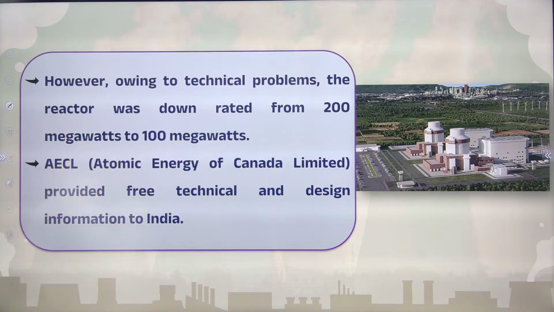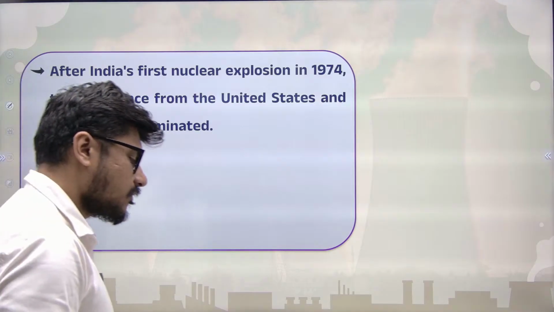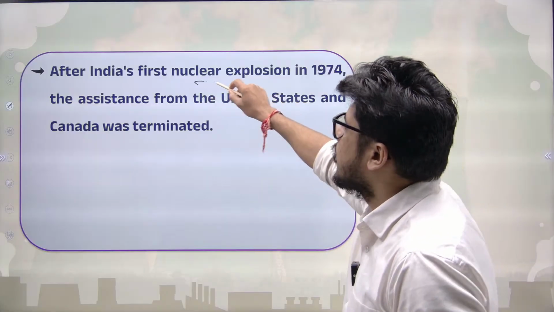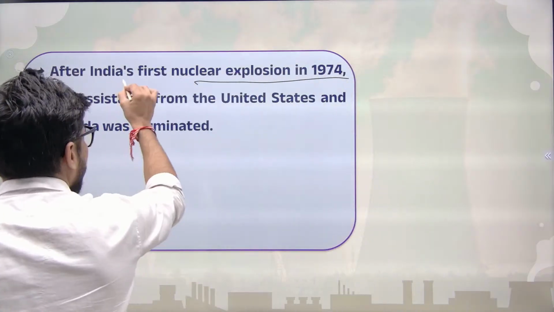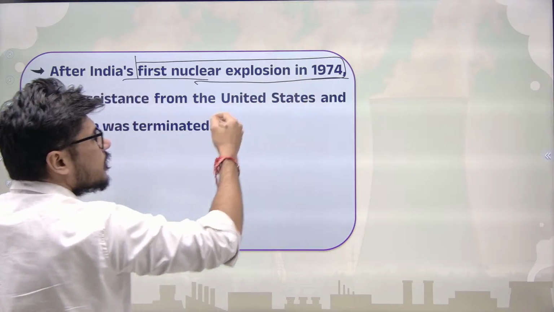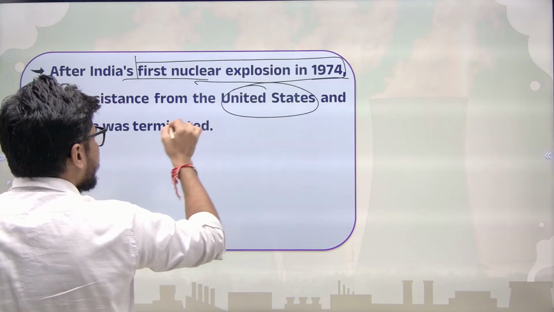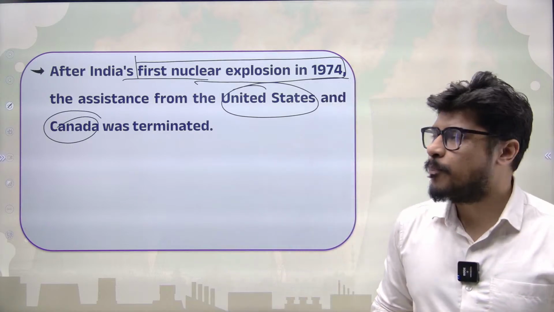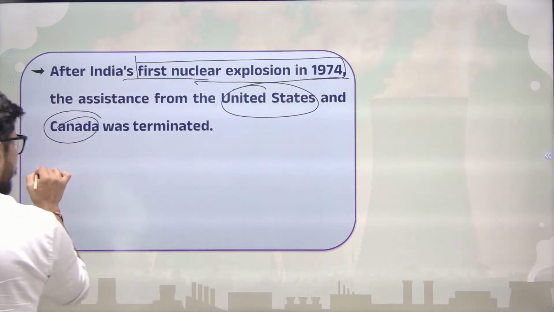Canada has helped us in development. Then what happened? After this collaboration, the first nuclear explosion happened in 1974. After this first nuclear explosion, the United States and its allies suspended cooperation with India. They ceased any kind of cooperation and collaboration with India.